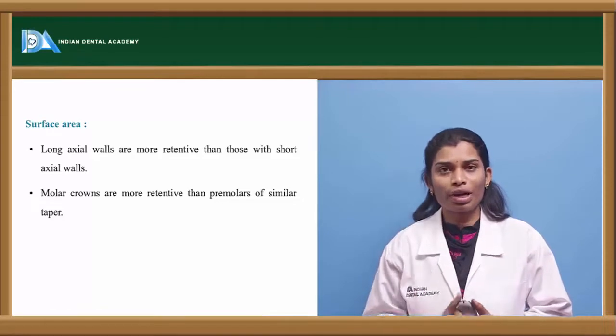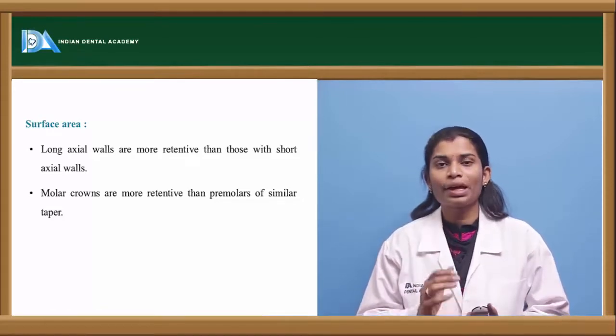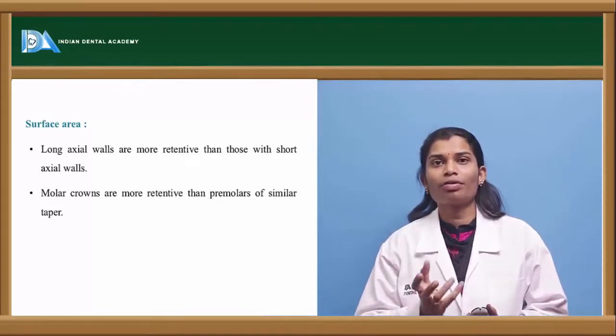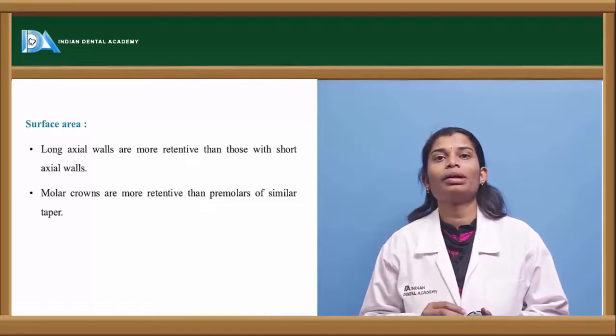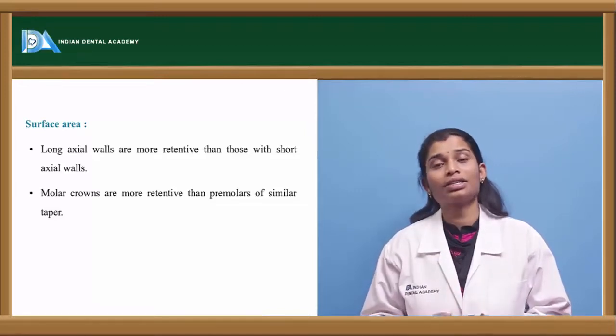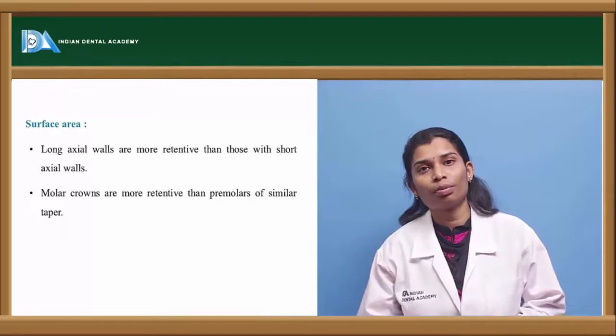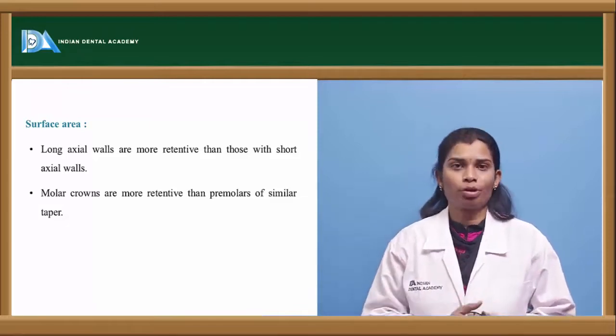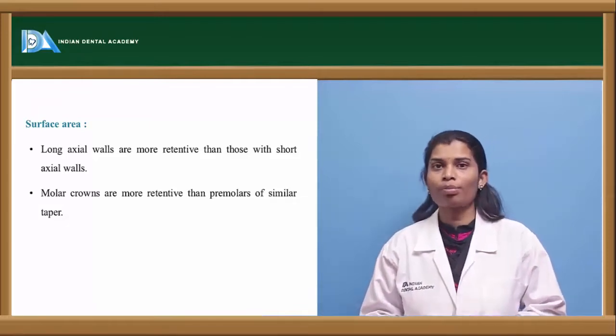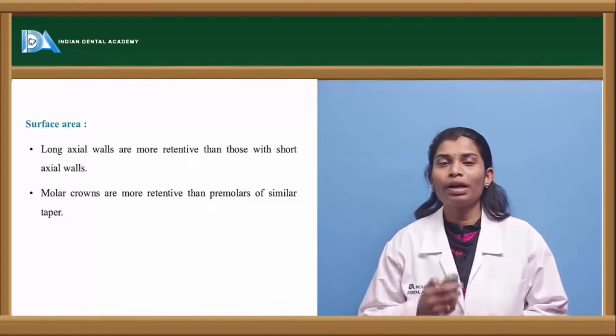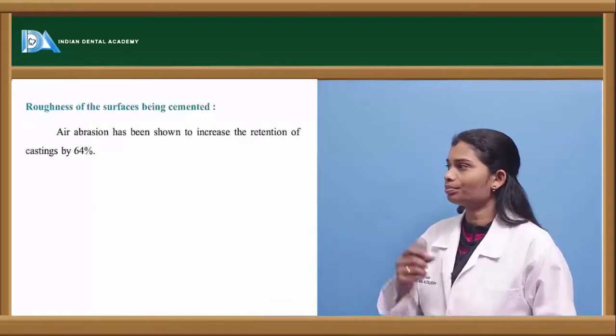As the molar has more surface area, the bonding of the luting agent will be more due to the availability of more surface area, and hence retention is more in case of a molar crown when compared to the premolar crown. Hence surface area is very important if you have to have properly retentive crowns.